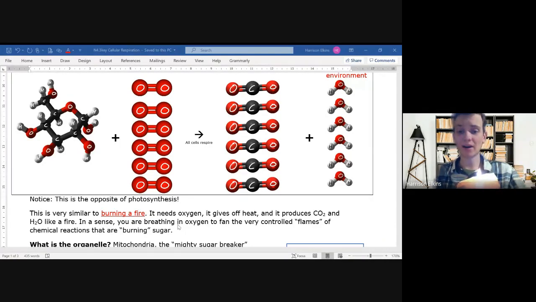You are kind of a fire. That's what your cells are doing. They're burning sugar. They're burning calories. That's going to give you energy. And most importantly, it's going to charge up your ATP batteries.